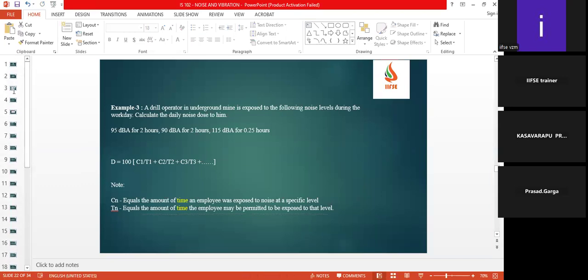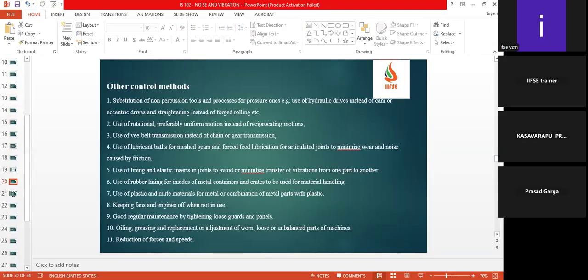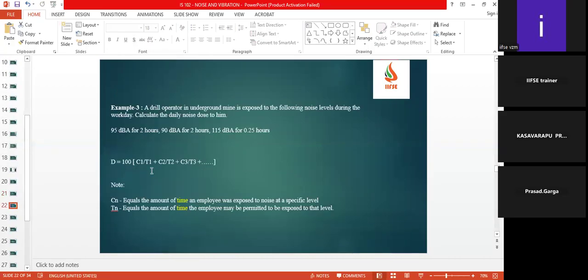TN means the permissible exposure or safest limit. For 95 it is 4 hours. So basically, how will you calculate? C1 is 2 divided by 4. Then if it is 90 dB, C2 is 2 hours divided by 8, since at 90 decibels I can happily be exposed for 8 hours. T2 is 8. C3 is 0.25, and if it is 115 dB, I can only be exposed for 0.25 hours. That is the formula.